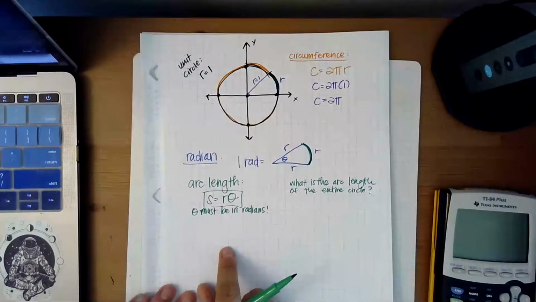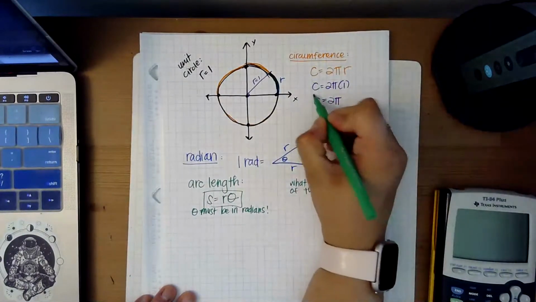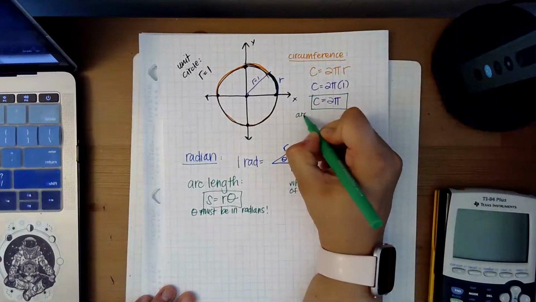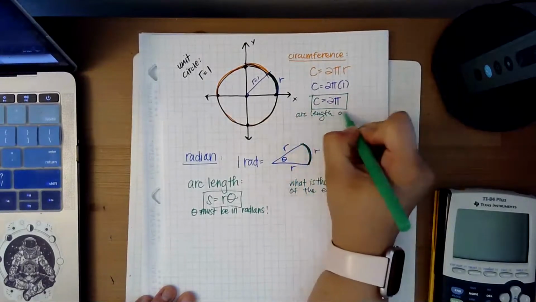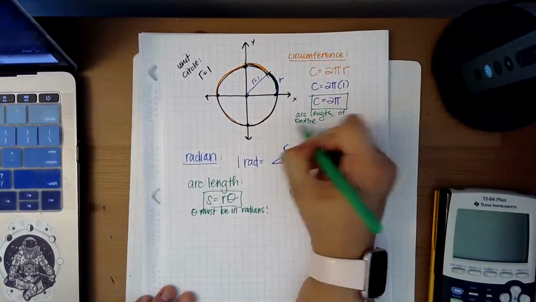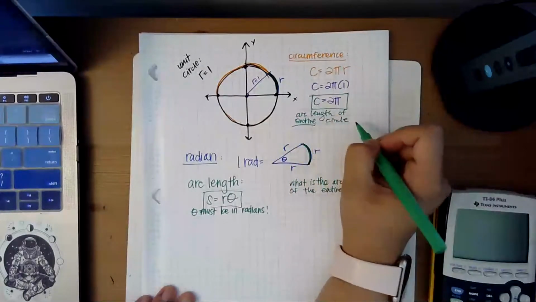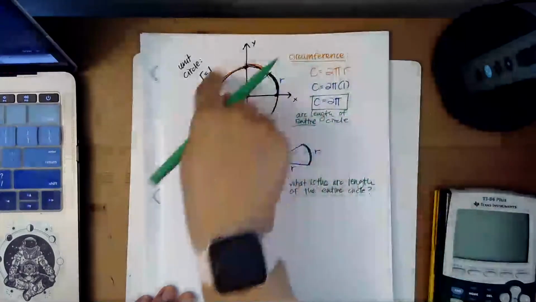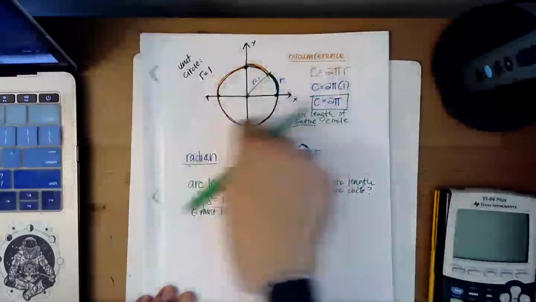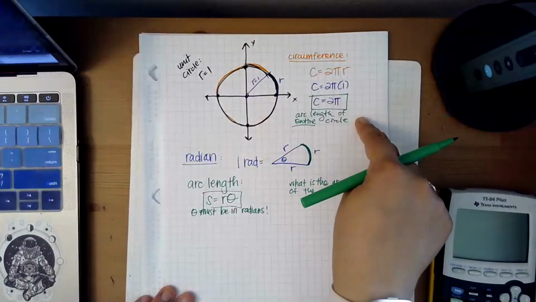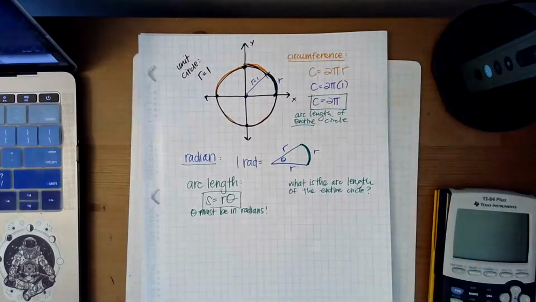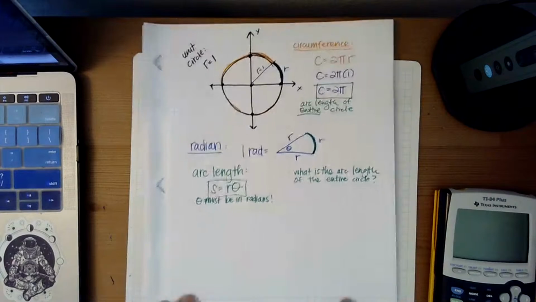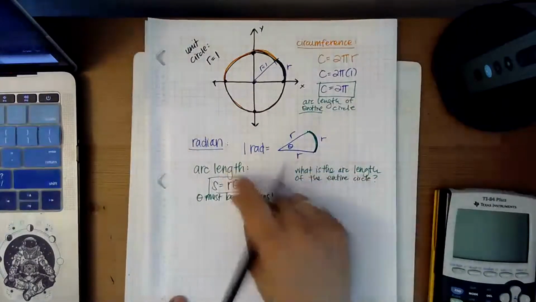We recognized earlier that the arc length of the entire circle was the circumference, because I'm looking at the entire crust of the entire pizza, which is my definition for circumference. So I'm going to put these two together and we're going to prove something and derive it. I'm going to start with my arc length formula.